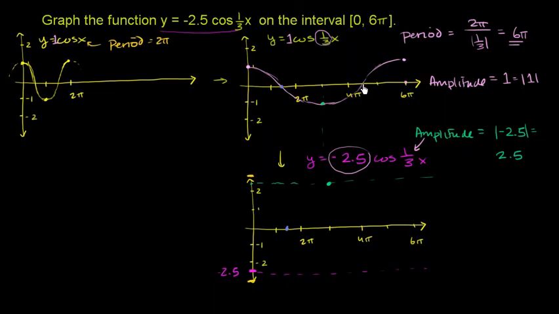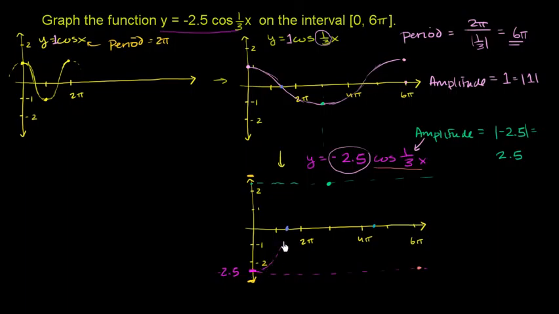And then when cosine of 1/3 x is equal to 0, doesn't matter what we multiply it by, we get to 0. And then finally, when x is at 6 pi, cosine of 1/3 x is equal to 1. What's that going to be when you multiply it by negative 2.5? Well, it's going to be negative 2.5. So we're going to get back over here. So we're ready to draw our graph. Actually, let me do that in magenta, since that's the color I wrote this in. It will look like this.